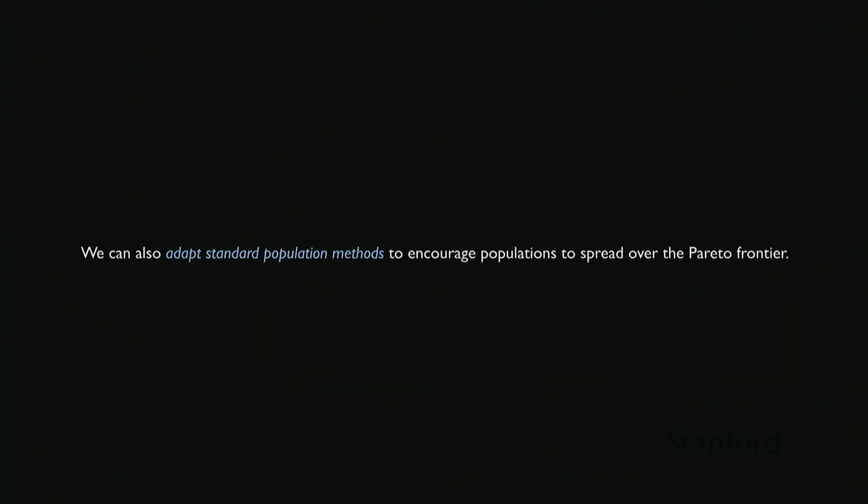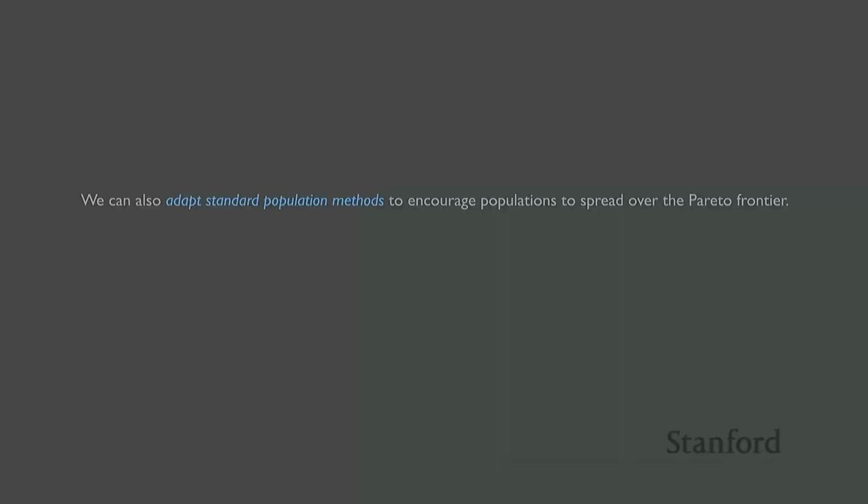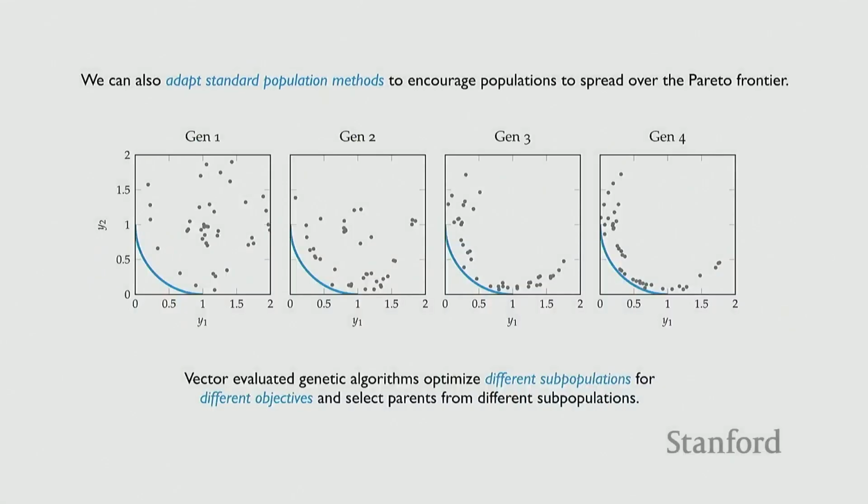Okay, awesome. So that's a bunch of different methods that are just using a single design point and optimizing it. We can also adapt standard population methods. These various population methods you learned about earlier in the quarter, we can adapt for multi-objective optimization problems. There are a bunch of different ways that you can do this. You can read the book if you're interested in more of the details. Here's a figure from the book.